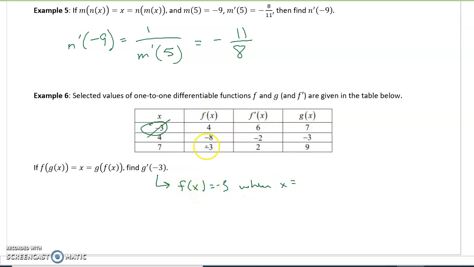F of x is right here, and that happens when x equals 7. All right, so don't use -3 as the input for f because -3 is not the relevant input for f. 7 is the relevant input for f. So when we find g prime of -3, we're actually going to find f prime of 7. F prime of 7 is 2, so that means that g prime of -3 equals 1 over f prime of 7, which is 1/2. Fun stuff.